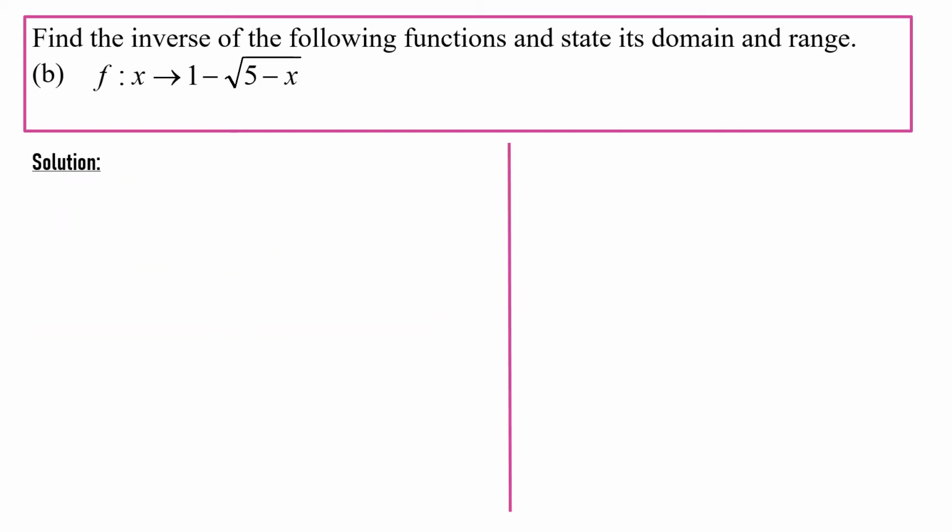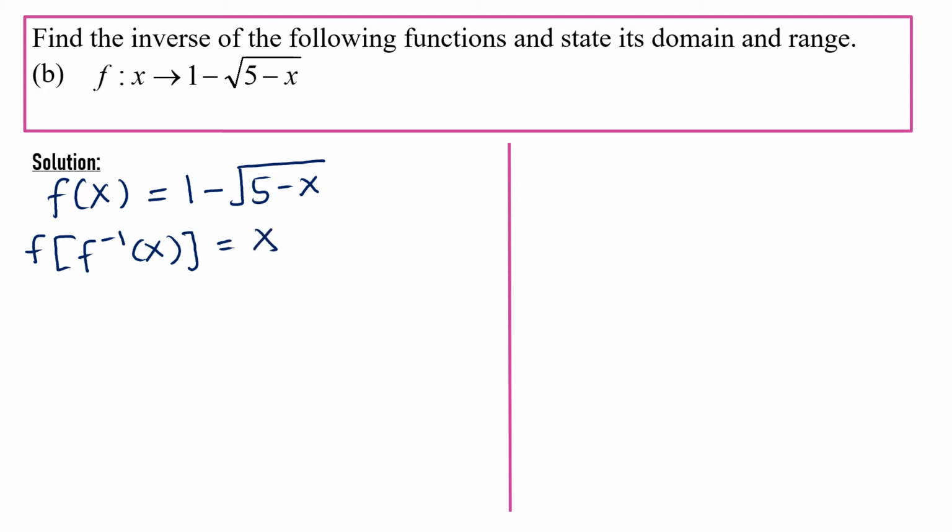So for the next example, we need to find the inverse of this function and then state its domain and range. This function is f of x equals 1 minus square root of 5 minus x. To find the inverse function, we use the composite function formula: f of f inverse of x equals x. Then we substitute the inverse function into the function here, which is 1 minus square root of 5 minus f inverse of x equals x.